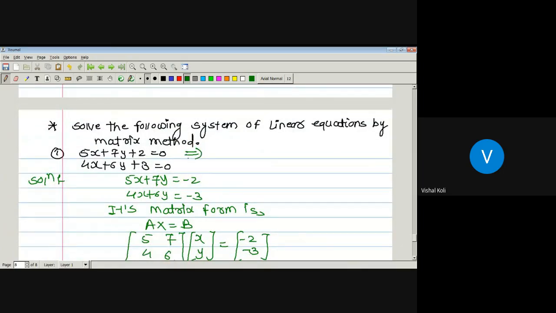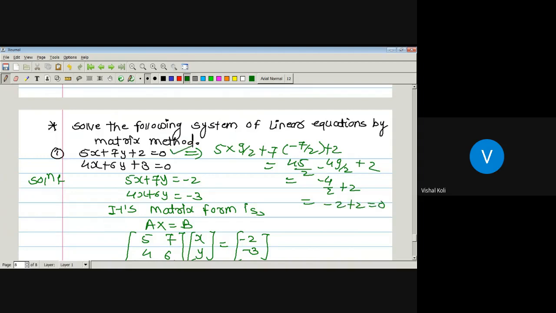x is equal to 9 by 2, then 5 into 9 by 2 plus 7 into y, which is minus 7 by 2, plus 2 is equal to 45 divided by 2 minus 49 divided by 2 plus 2, which is equal to 45 minus 49, which is minus 4 divided by 2 plus 2, which is equal to minus 2 plus 2, which is equal to 0. So the first one holds here.